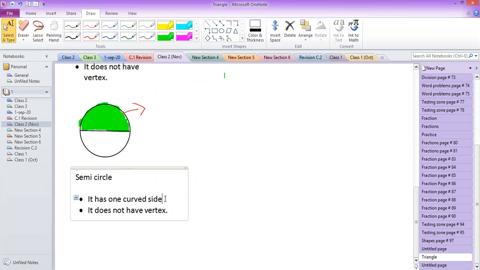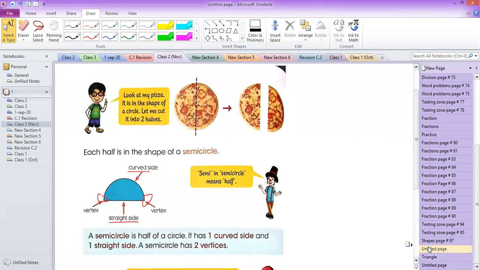It has one curved side, it has one straight side, it has two vertices. Look here. It has one straight side, one curved side, and two vertices.